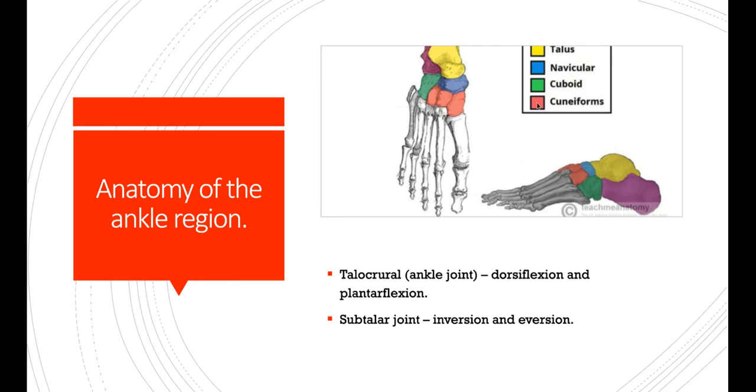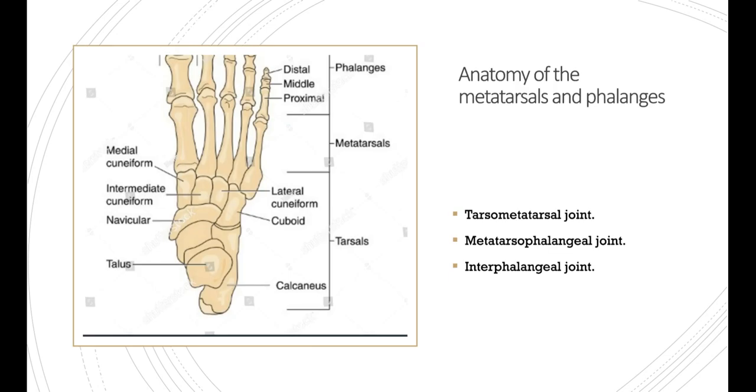And in between the talus and the calcaneus, so the calcaneus is the one in purple and the talus is the one in yellow, there's a subtalar joint, which is a plane type joint, allowing inversion and eversion of the foot. The tarsal bones consist of the talus, calcaneus, navicular, cuneiform bones, and the cuboid.